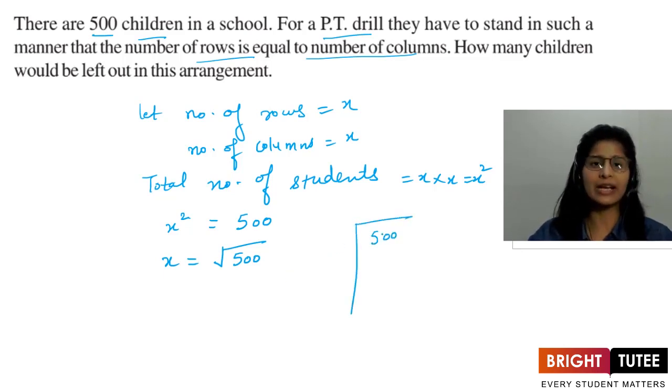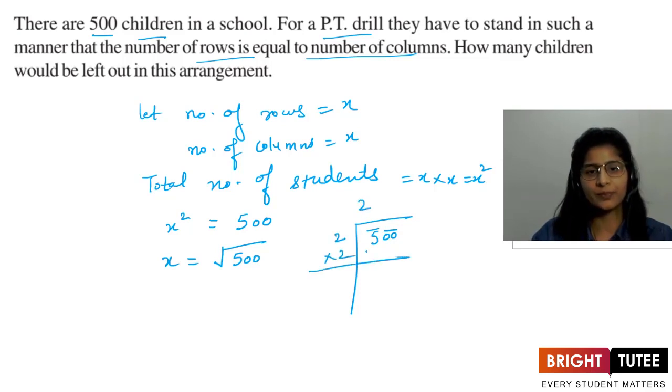We have to tell, if the students stand in an equal number of rows and columns, how many students will be left out. There will be a square formed, but some students would be left out. Let's try. So double zero will form one of the bars and 5 will form the other bar. So 2 twos are 4. Subtract it, we will get 1. Copy down these double zeros. Now double of 2 is 4.